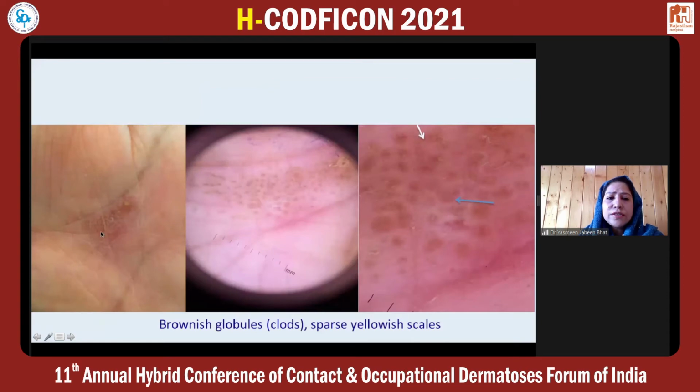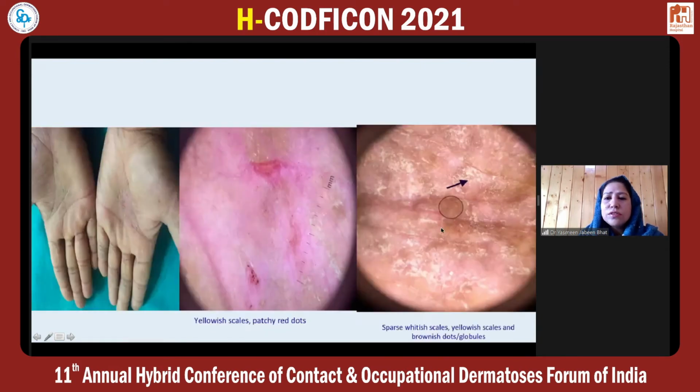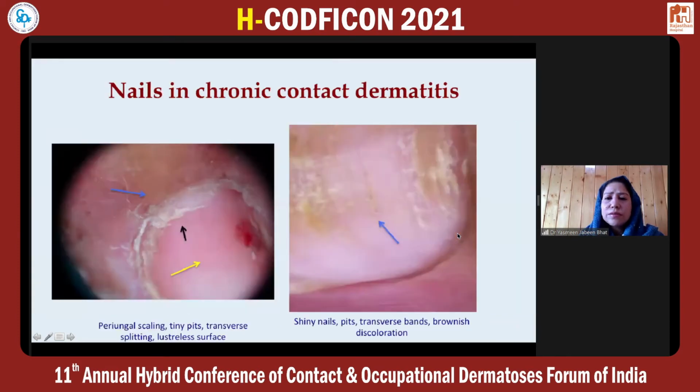So this is an early case of hand eczema, where we can see the brownish globules or dots, and there are sparse yellow scales as well. This indicates spongiosis. And this is the hyperkeratotic variety of eczema, where we see more yellowish scales and patchy red dots. Similarly, this is a chronic type where we see sparse whitish scales, yellowish scales, and brownish dots or globules. So this is cumulative contact dermatitis.